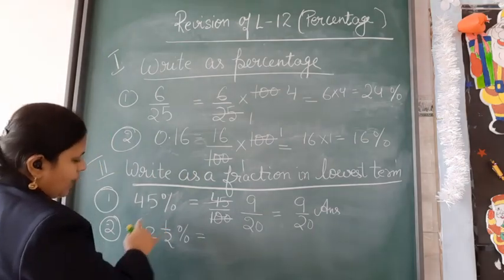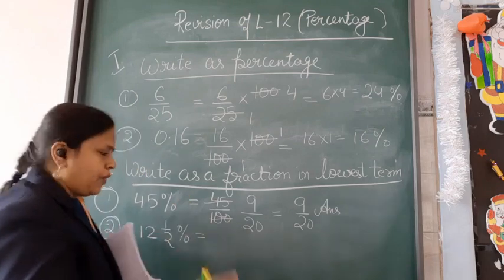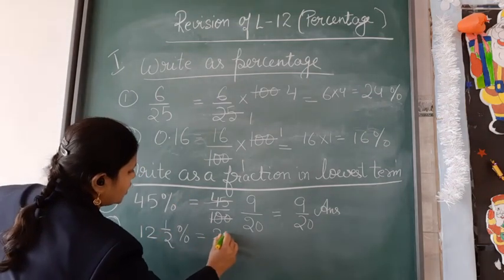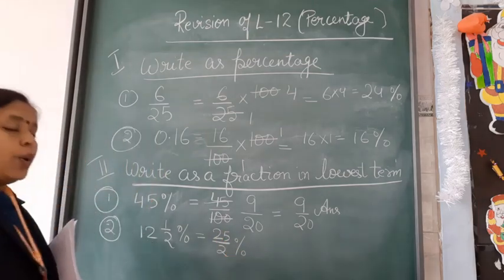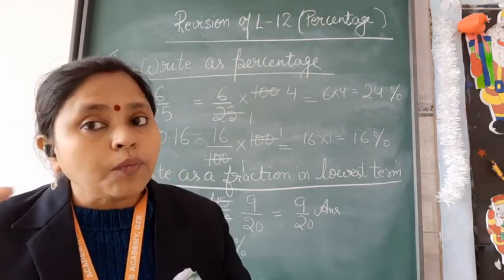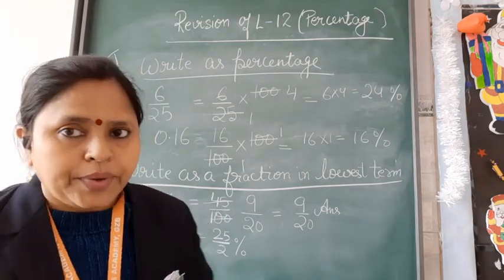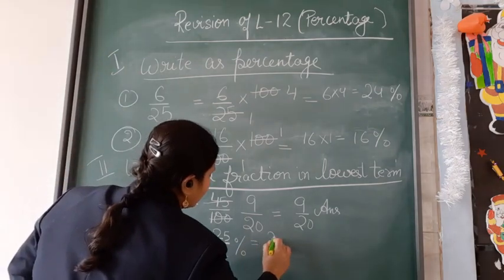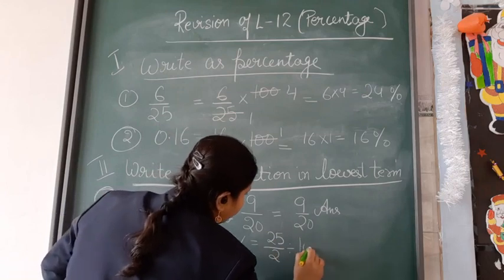First, let us change this mixed fraction into an improper fraction. So when we change it into an improper fraction, it will become 25 by 2%, right? And now you know 25 by 2% means 25 by 2 out of 100, or you can say 25 by 2 divided by 100, right? Out of 100 means divided by 100. So 25 by 2%, you can write it as 25 by 2 divided by 100.